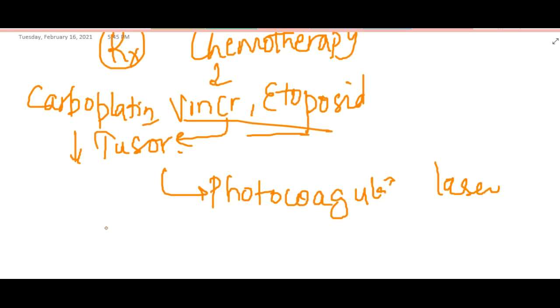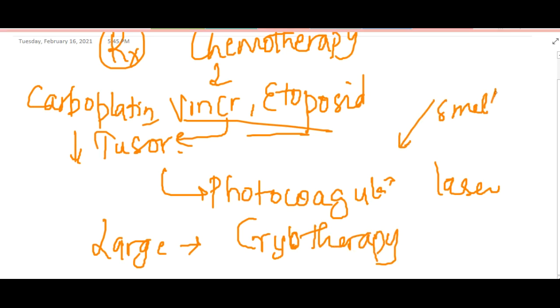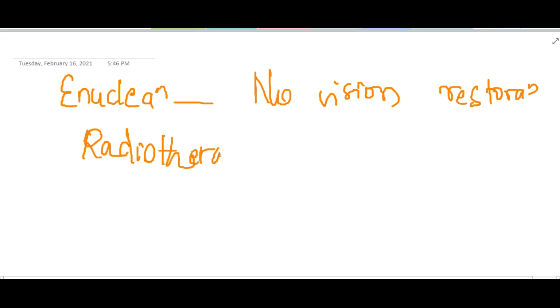If even after giving chemotherapy the tumor is still large, in such cases cryotherapy can be done for large tumors. For small tumors, photocoagulation can be done. Then enucleation can be done, but only if there is no possibility of vision restoration. You can also give radiotherapy, but this is mainly given for resistant cases.